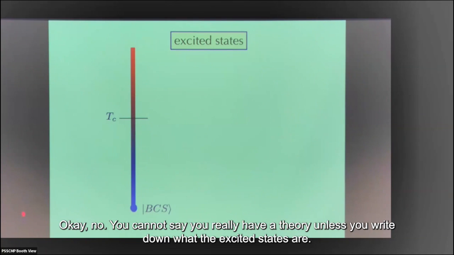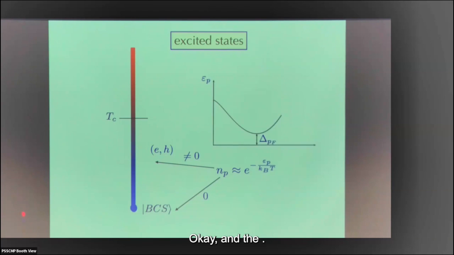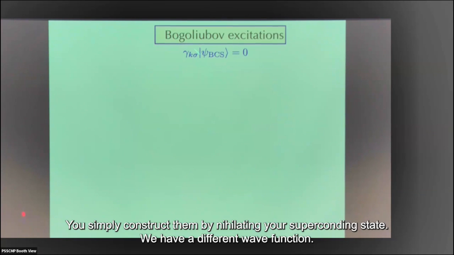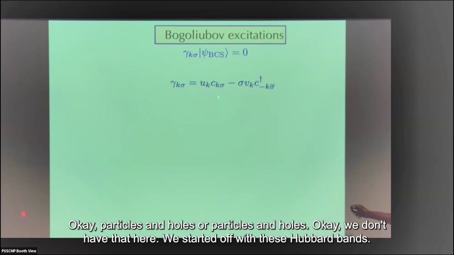Okay, now you can't say you really have a theory unless you write down what the excited states are. The excited states in BCS, you simply construct them by annihilating your superconducting state. We have a different wave function, but the things which annihilate these things in BCS are linear combinations of the basic excitations in a Fermi liquid: particles and holes.